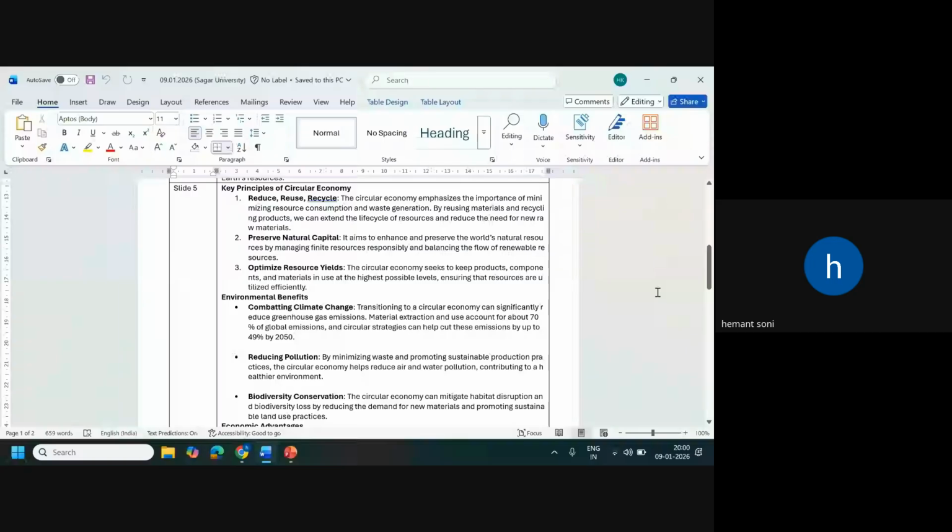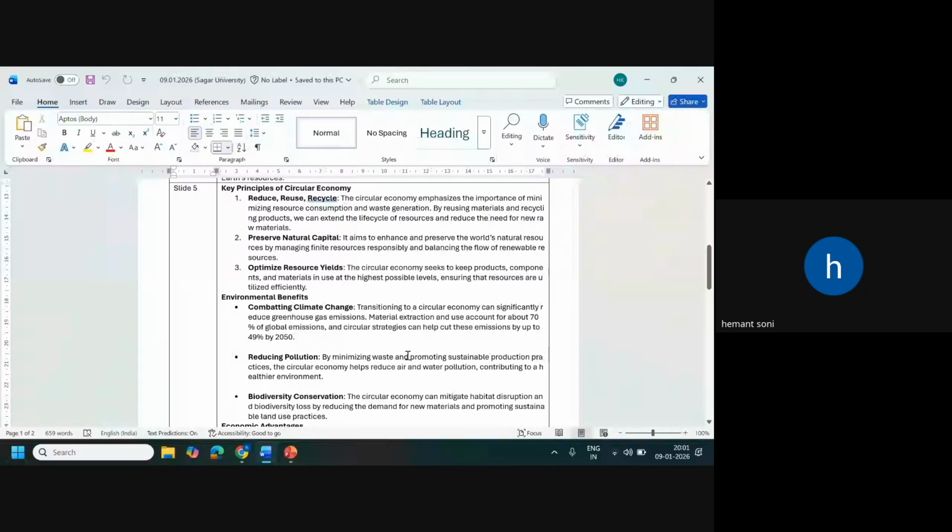The aim is to enhance and preserve the world's natural resources by managing finite resources responsibly and balancing the flow of renewable resources. If you see the 2030 Sustainable Development Goals, SDGs, that have been adopted by all the members of the UNO, they also emphasize managing the finite resources responsibly and balancing the flow of renewable resources. The third key principle is to optimize the resource yields. The circular economy seeks to keep products, components, and materials in use at the highest possible levels, ensuring that resources are utilized efficiently.